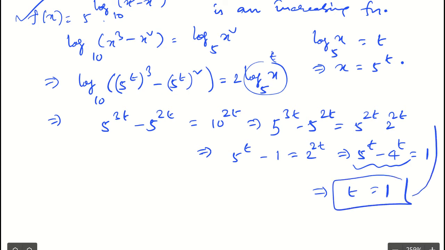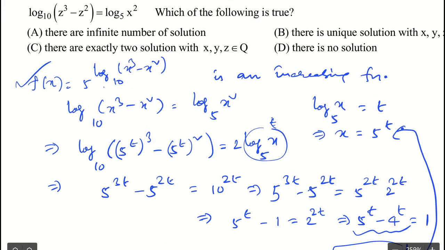Now, if I use t equal to 1 here, I'll get x is equal to 5. And we already have x equal to y equal to z. Therefore, the system has a unique solution, namely 5 comma 5 comma 5.